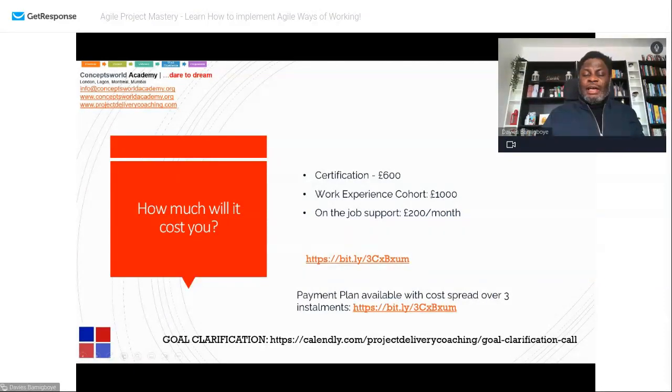The only thing you cannot apply the payment plan to is the on the job support. So essentially, if you want to do on the job support, you cannot pay that 3 times. You have to pay it once. But let's say, for example, you're buying 3 months of on the job support, which will come to £600 in total. You can use the same thing to spread over 3 months.